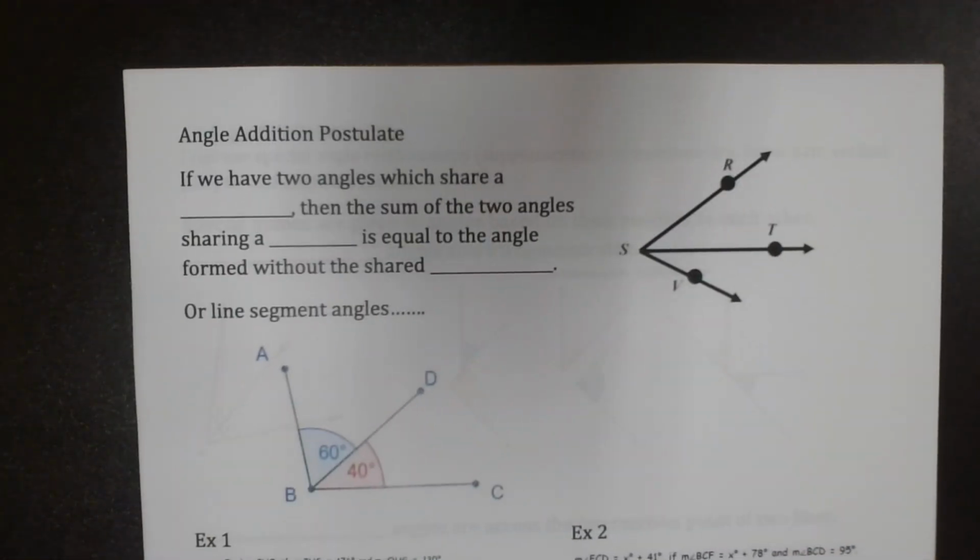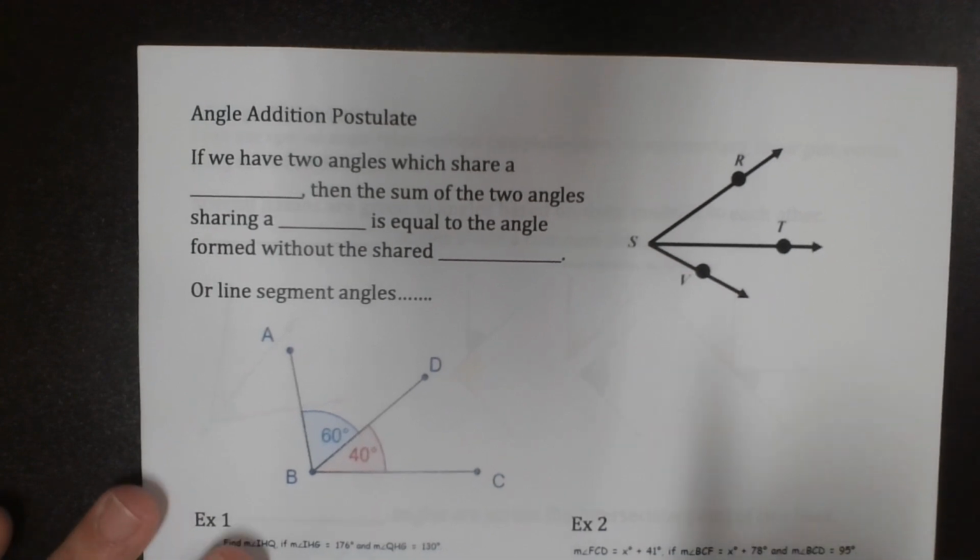So these are the two things we're learning about. Now, we just kind of did that. When I cut something in half, if I can find what half of it is, I add that to the other half to get the whole thing. Same goes here with the angle addition postulate.